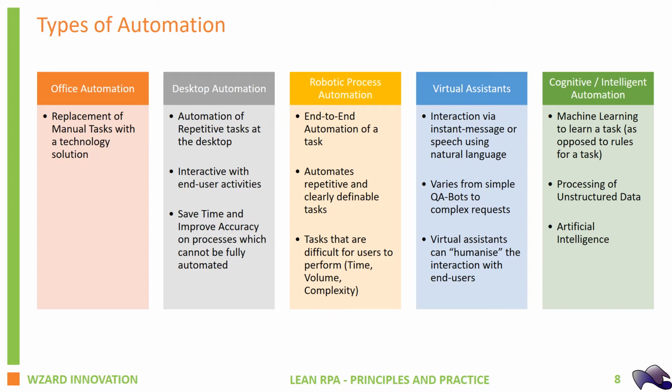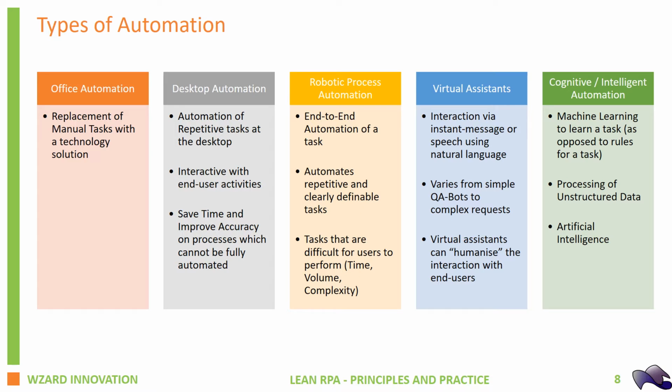Both desktop automation and robotic process automation rely on interacting with the underlying system solutions to complete processing tasks. In this respect, they differ significantly from virtual assistants and intelligent computing, which are able to replace portions of existing processes with a learning solution.